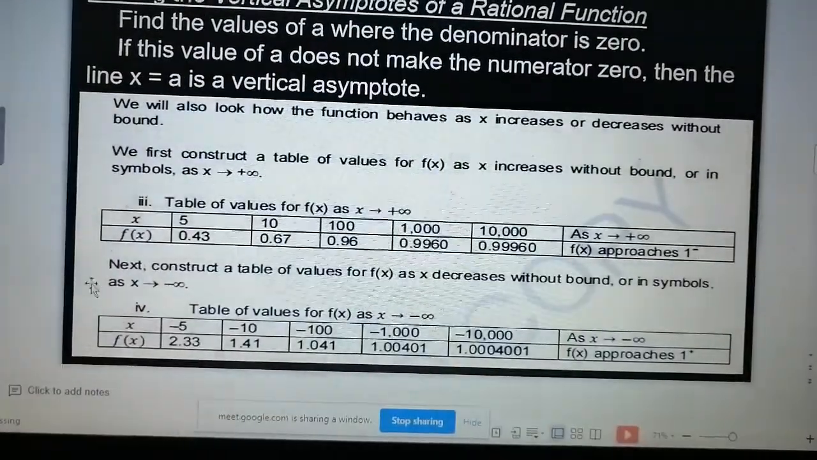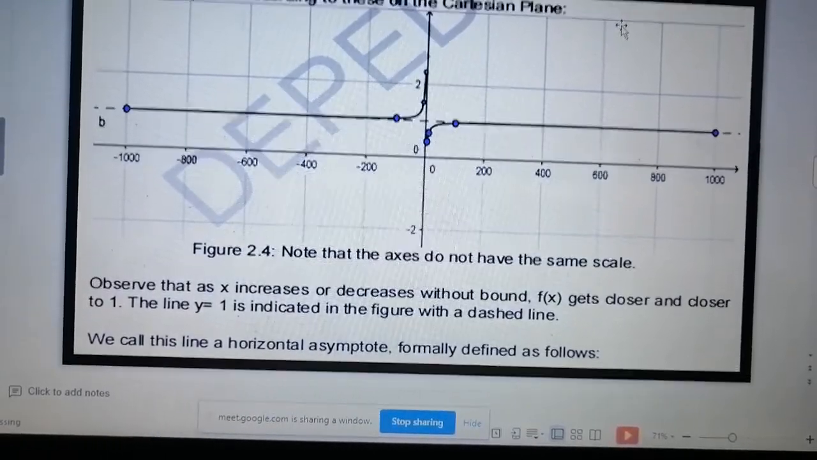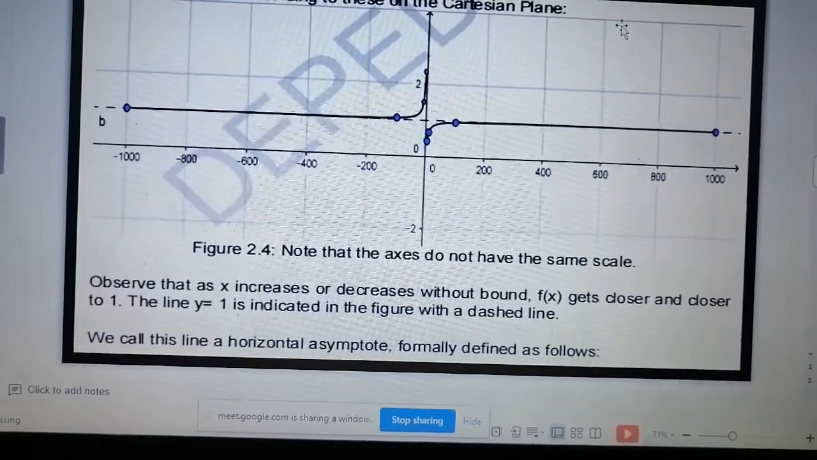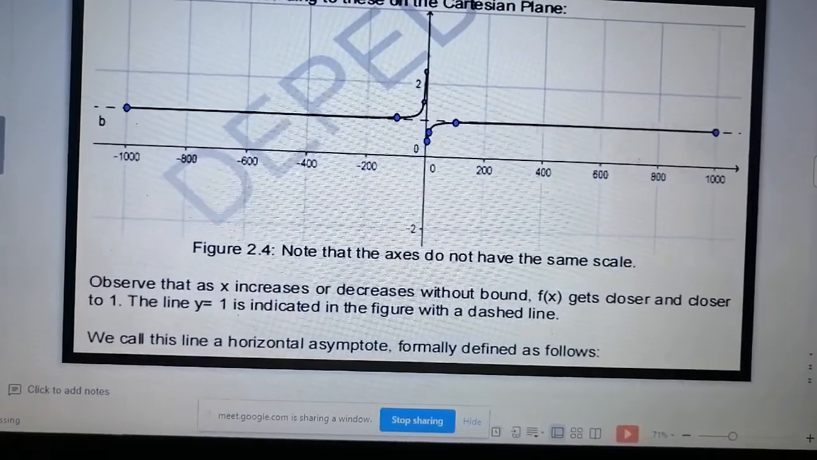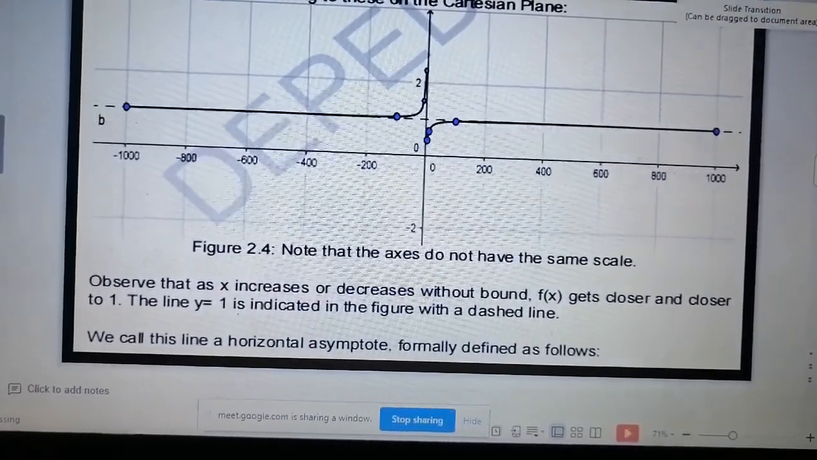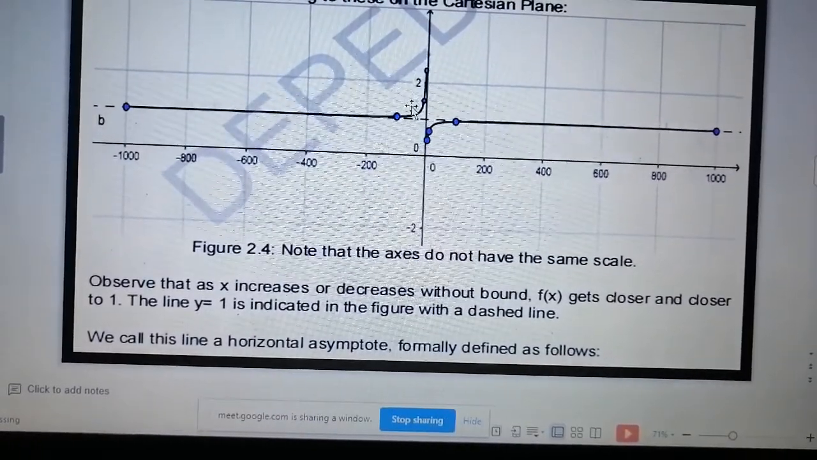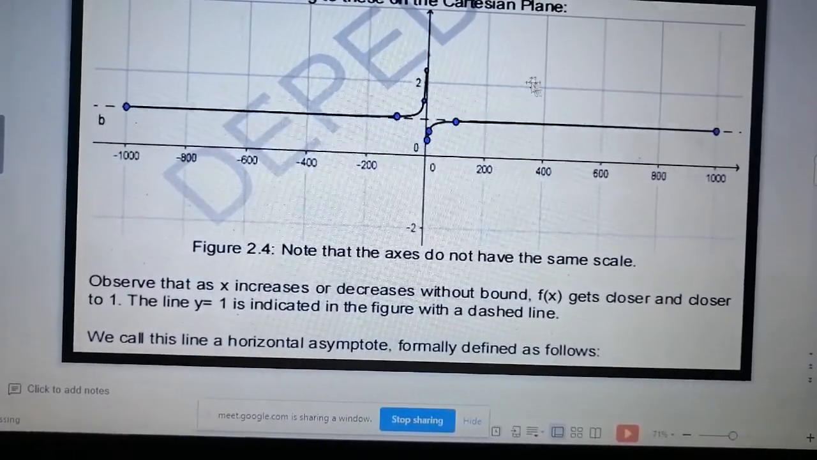Opo. Okay, next tayo. Ito yung graphing, anak. Plotting the points according to this Cartesian plane. Okay, this will be negative and positive. Ito yung negative, ito yung positive. Negative yan, negative 2. Positive 2 sa taas. Okay? Ayan yung plotting niya.